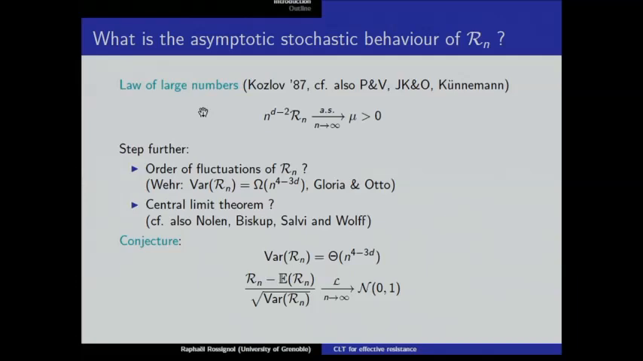So the conjecture is as follows. The lower bound by Ver should be the right order, and once renormalized, the effective resistance should be approximately Gaussian. I don't know how to prove precisely this result. The main result of the talk will be to show that it is true on the torus. For d equals 1, yes, I know how to prove this.